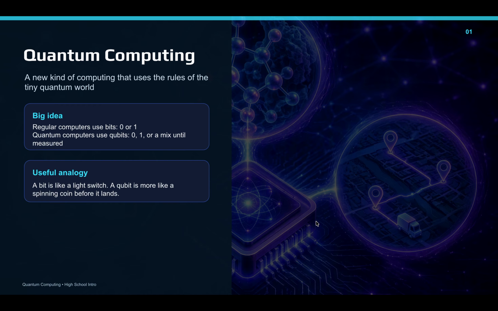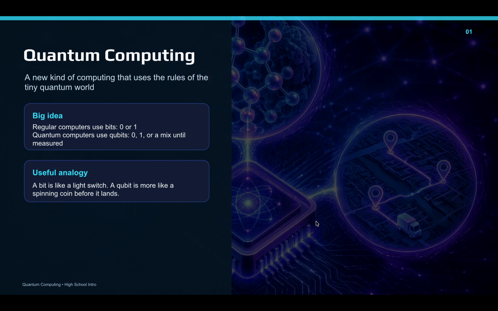An easy way to imagine this is like a coin. A regular bit is a coin lying on a table, either showing heads or tails. But a qubit is like a coin spinning in the air. While it's spinning, it isn't just heads or tails, and it has the possibility to be either one. This unique property gives quantum computers a completely different way of processing information.